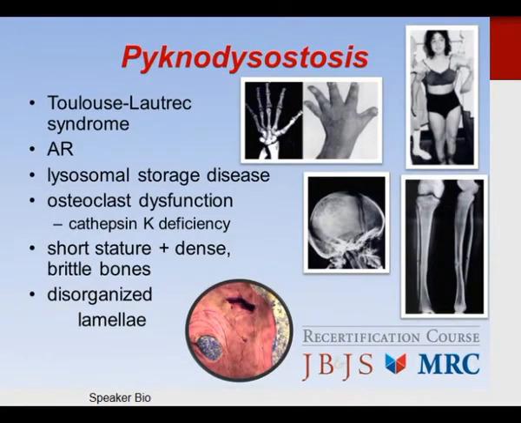Pycnodysostosis, also called Toulouse-Lautrec syndrome for the French artist. This is an autosomal recessive disorder. This is a cathepsin K deficiency. It's a lysosomal storage disease which creates osteoclast dysfunction because of a lack of cathepsin K. So these patients will have short stature and dense and brittle bones. On histology, the lamellae will be quite disorganized, as seen in this picture here.